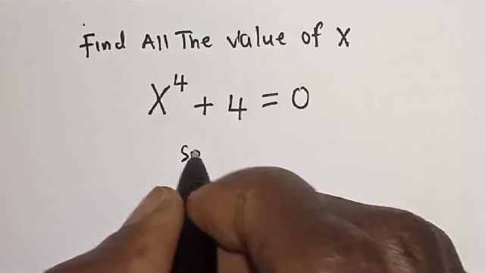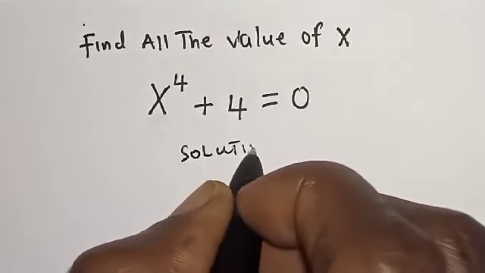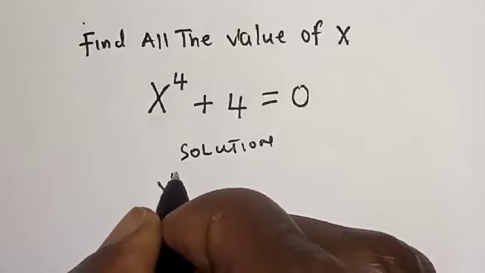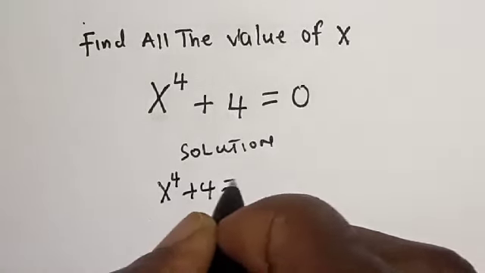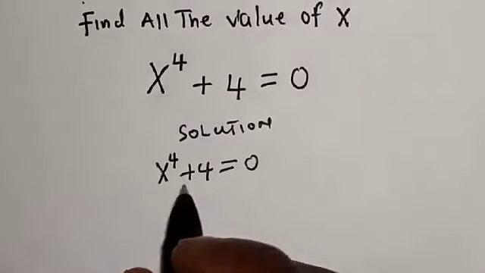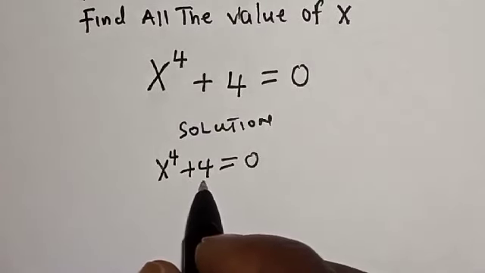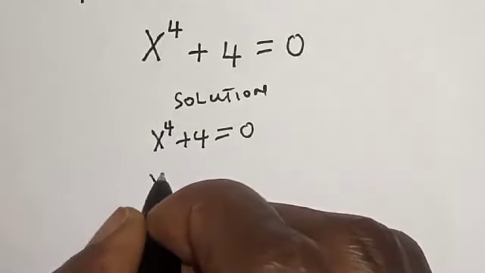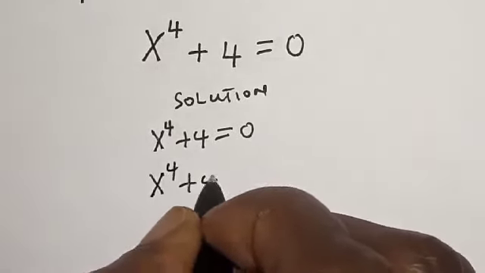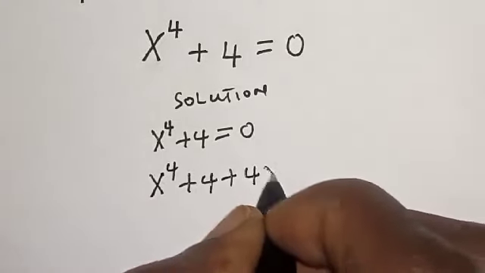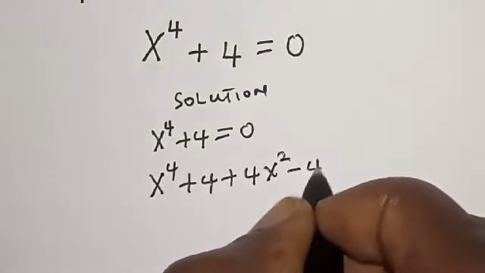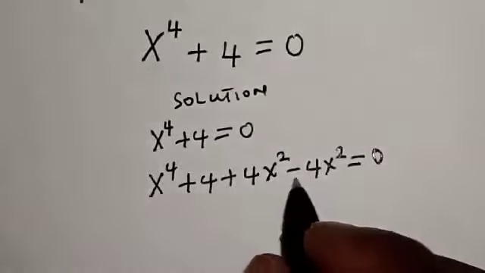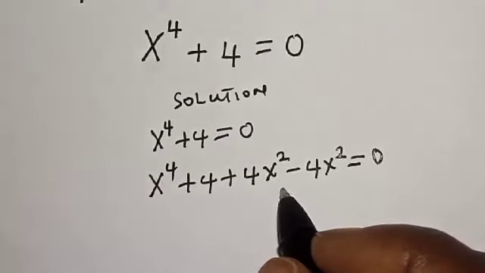Solution. We have the given equation, x raised to the power 4 plus 4 is equal to 0. Then, let's try and manipulate this by adding and subtracting 4x squared from the equation, that is x raised to the power 4 plus 4 plus 4x squared minus 4x squared is equal to 0. If you look at this, this does not formally change the equation.